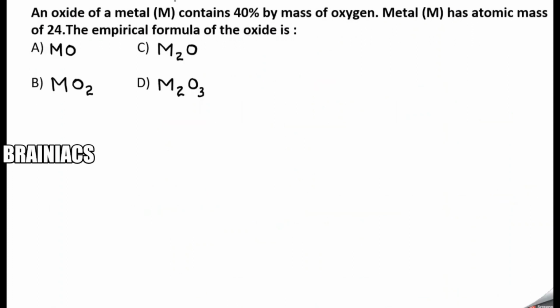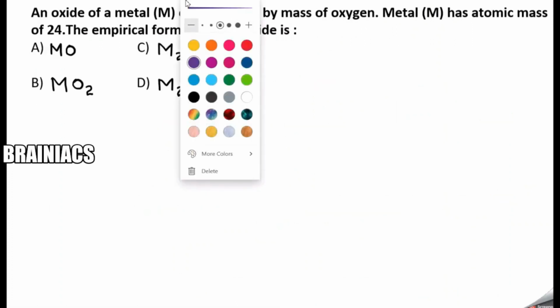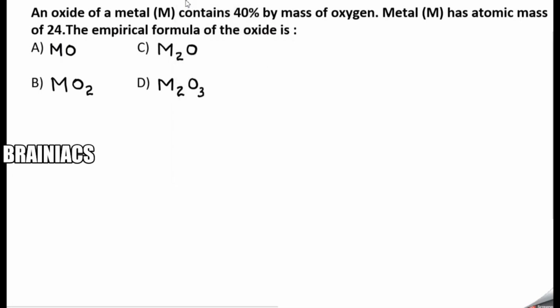So today I have come up with one of the good questions. You can just read the question. Okay. An oxide of a metal M contains 40 percentage by mass of oxygen. Metal M has an atomic mass of 24. Then find out the empirical formula of its oxide. So this is the question.